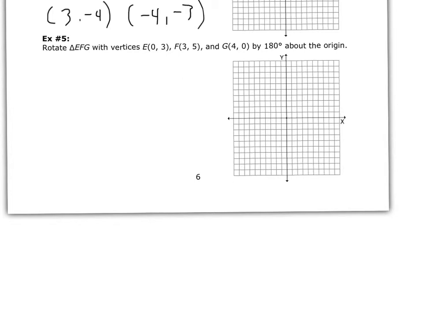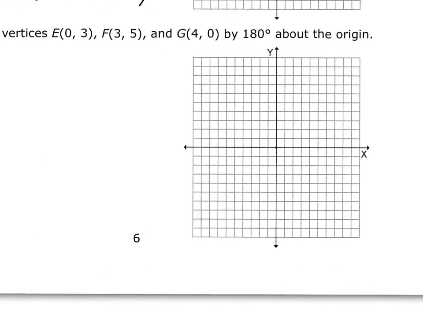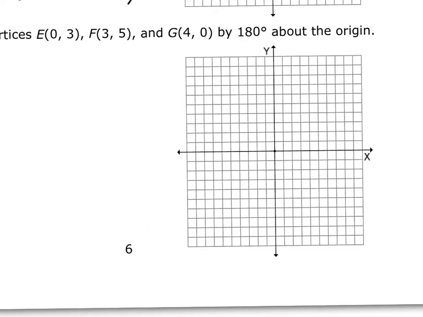All right, on the last one, we're rotating this triangle with vertices 0, 3, 3, 5, and 4, 0, and we want to go 180 degrees about the origin. Okay, so let's go ahead and graph our 3 ordered pairs here. We have 0, 3. We have 3, 5. And we have 4, 0. Okay, so here's our triangle. And we want to rotate that thing 180 degrees.